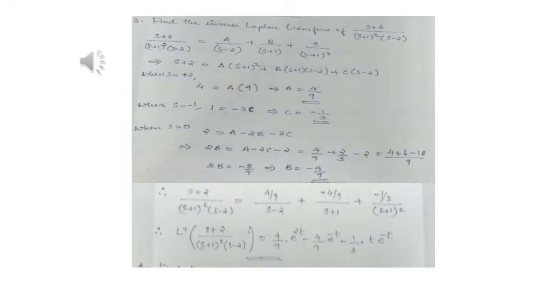Why? Because the Laplace of t is 1 by s squared, and Laplace of e raised to at into t gives 1 by s minus a the whole square. So if instead of e raised to at it is e raised to minus t, that is a is equal to minus 1, then the answer is 1 by s plus 1 the whole square. So that is how we got the third term as minus 1 by 3 into t into e raised to minus t.